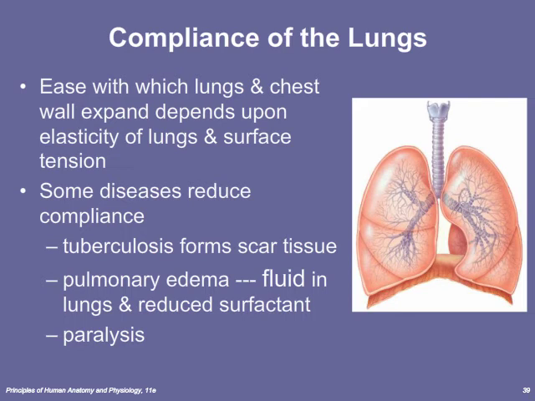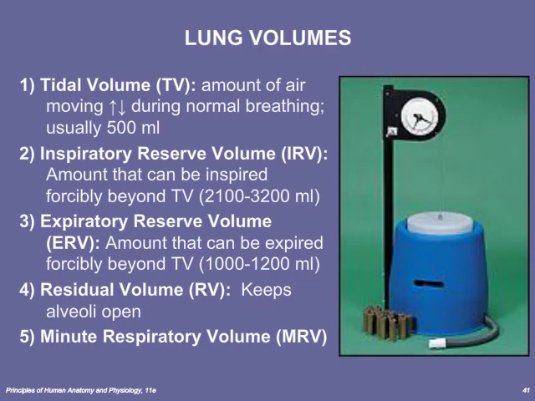On the other hand, if I have a disease like, let's say, tuberculosis, where I get scar tissue within the lungs, this is going to greatly affect the stretchability or elasticity of the lungs. And so we're not going to be able to move as much volume of air in and out of the lungs because they're not as compliant. Other diseases that can affect compliance to the lungs include things like pulmonary edema, simple fluid in the lungs, and also paralysis.